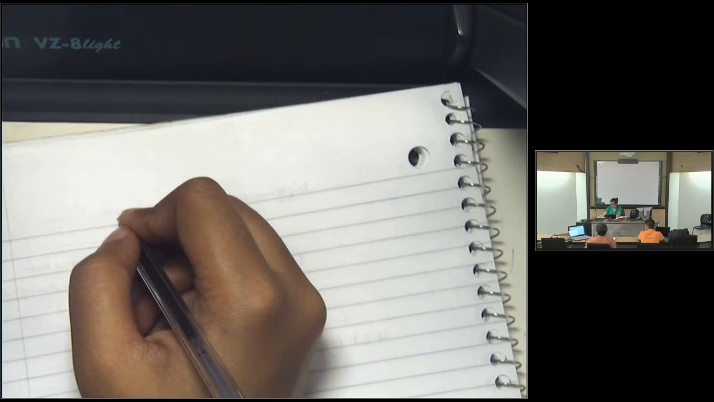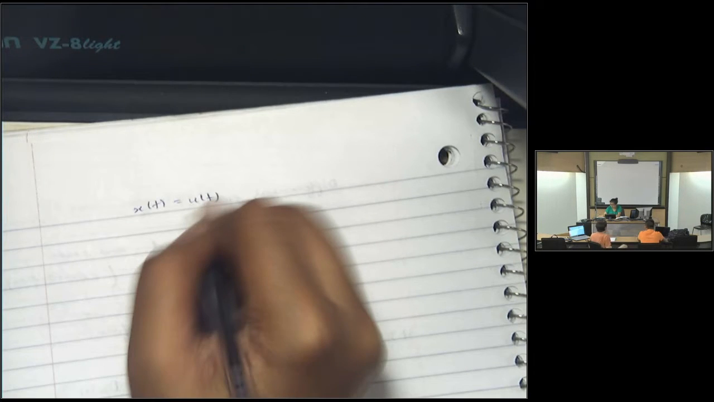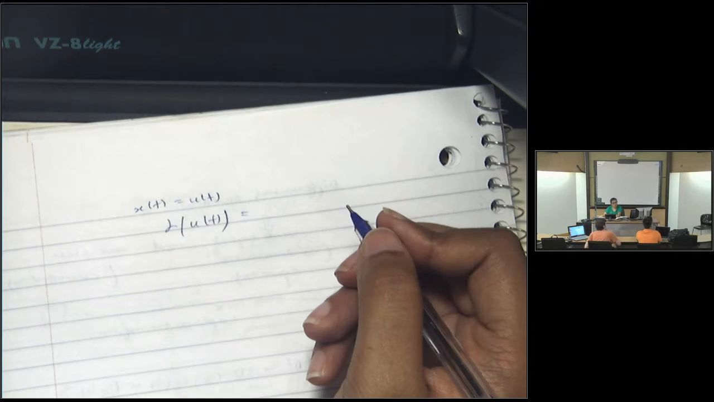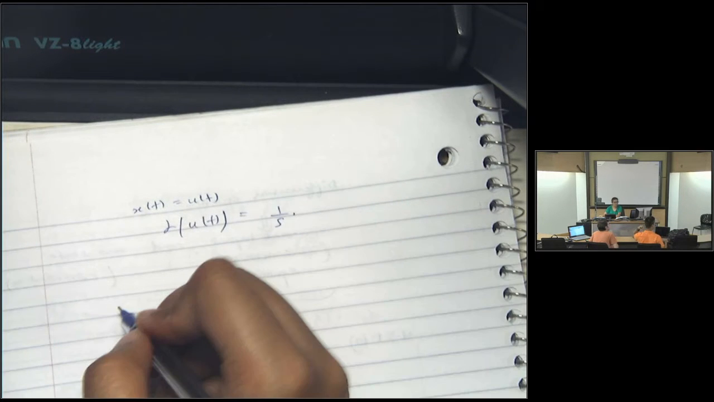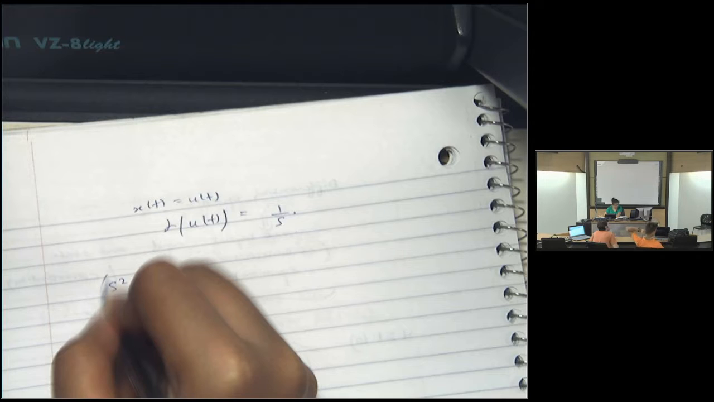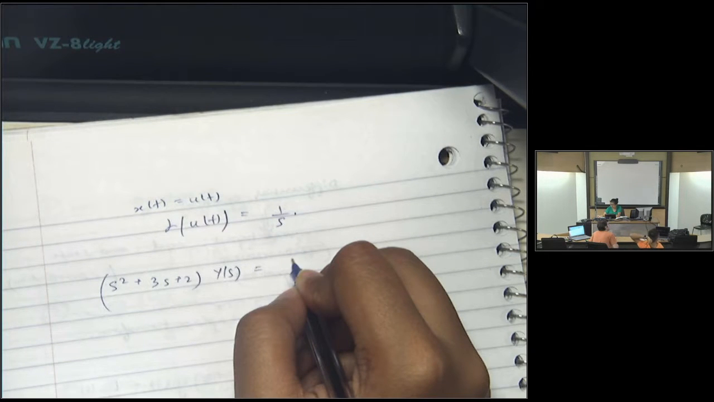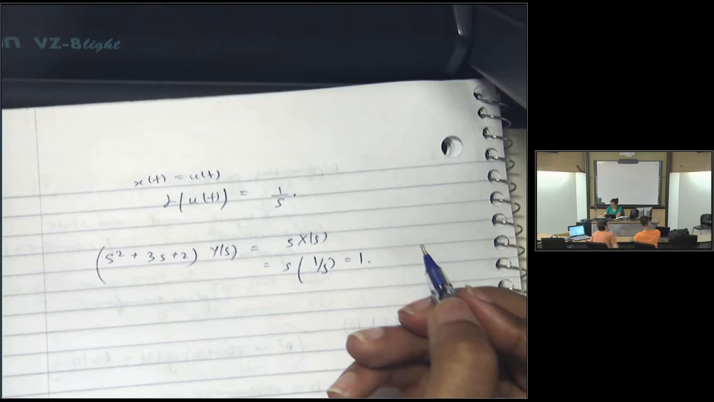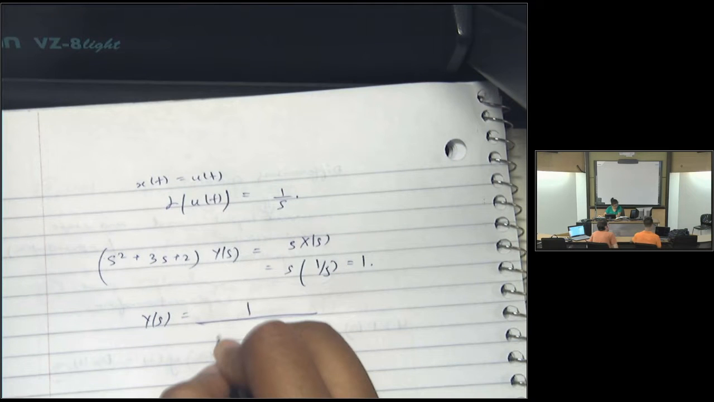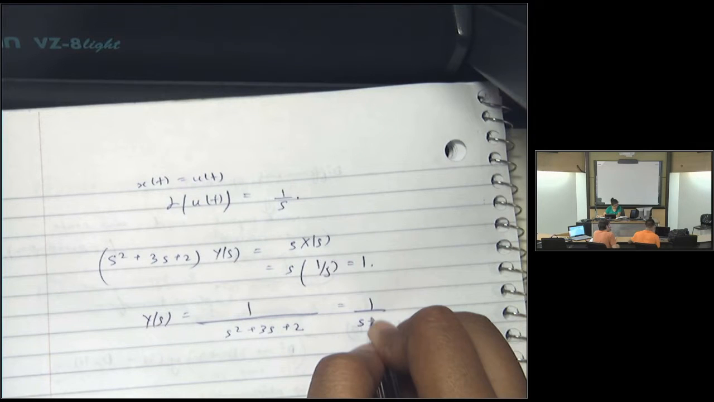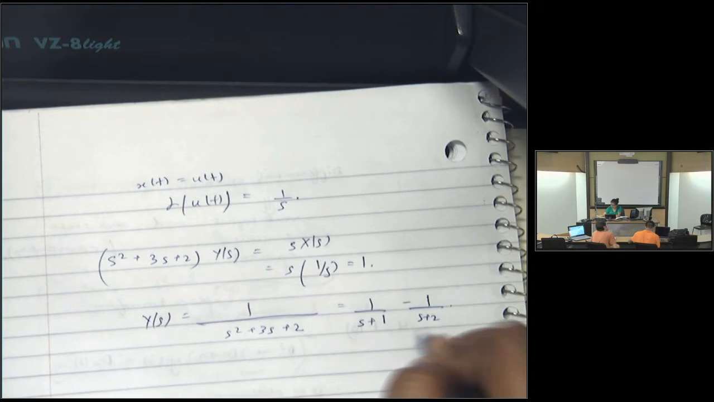So, we are given that x of t is u(t). What is the Laplace transform of u(t)? 1 over s. So, our final equation now looks like (s square plus 3s plus 2) Y(s) is equal to sX(s). S into 1 over s will be 1. So, my Y(s) is equal to 1 over (s square plus 3s plus 2), which is equal to 1 over (s plus 1) minus 1 over (s plus 2).